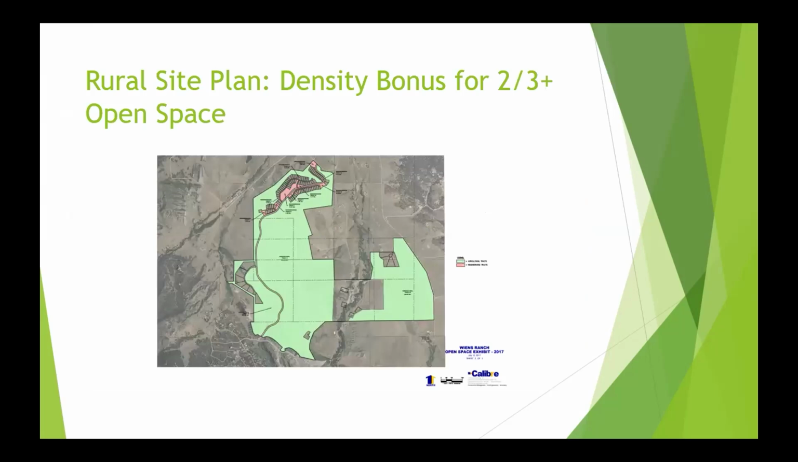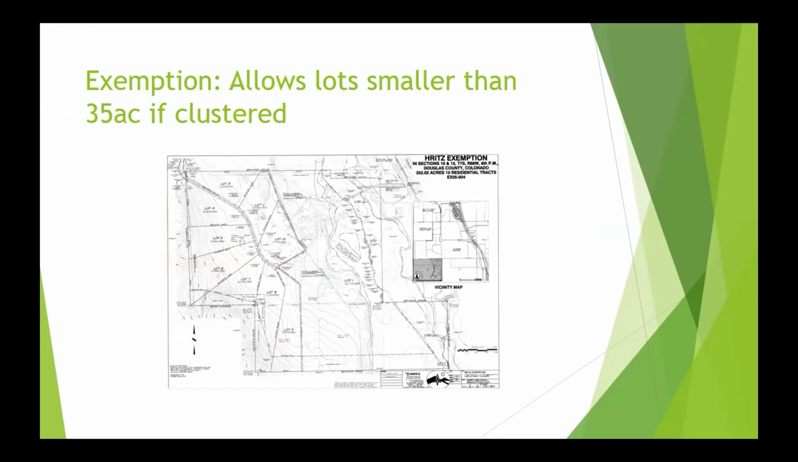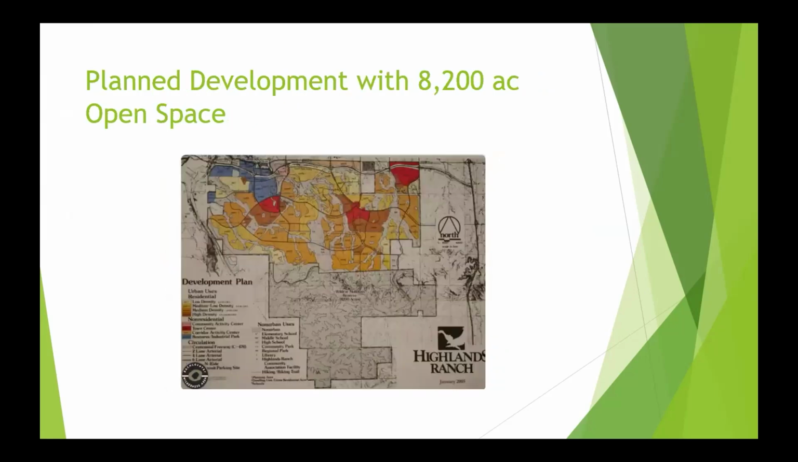So some of our incentives are in our master plan and our zoning and subdivision resolutions. This is a rural site plan process that largely shapes some of our rural areas of the county. This is an example of one rural site plan. If a landowner protects 2/3 of their land as open space or more, they get a double density bonus. So they can do 2 units per 35 instead of 1 unit per 35. The exemption process, no density bonus, but you can create lots smaller than 35 as long as you can create 1 or more large ones, and it balances out to no more than one lot per 35 acres.